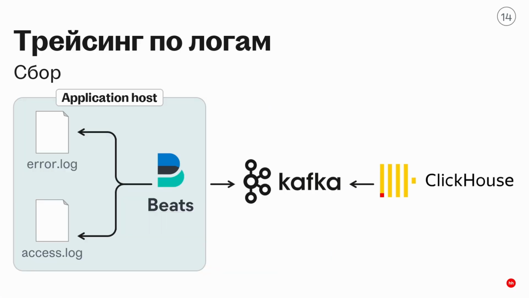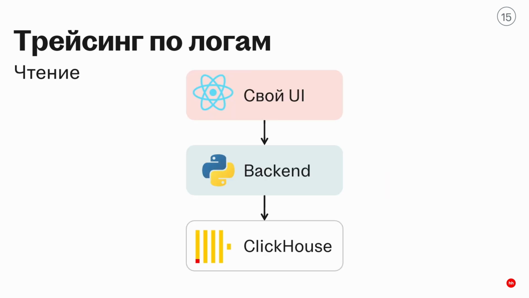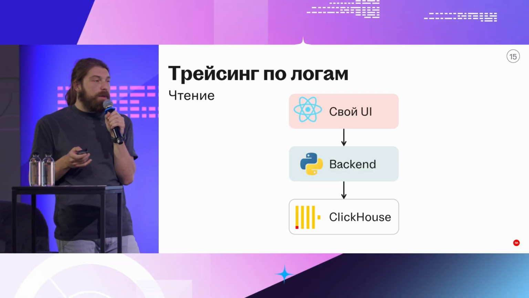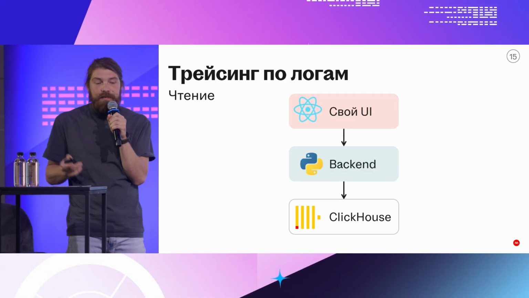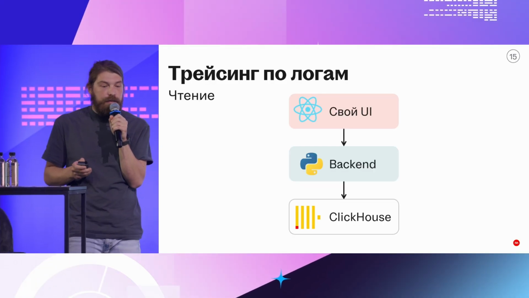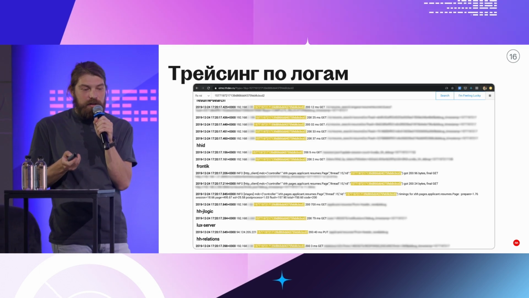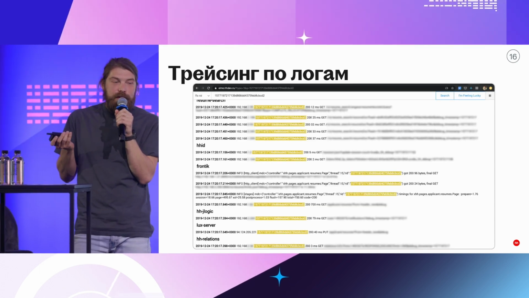Let's take a look at how this log collection system was operating. At that point, we had log files on every machine. A Filebeat would take them, put them into Kafka, and write them into ClickHouse. Now, about reading, we had a self-written backend in Python and a self-written UI in React. That's how it looked.